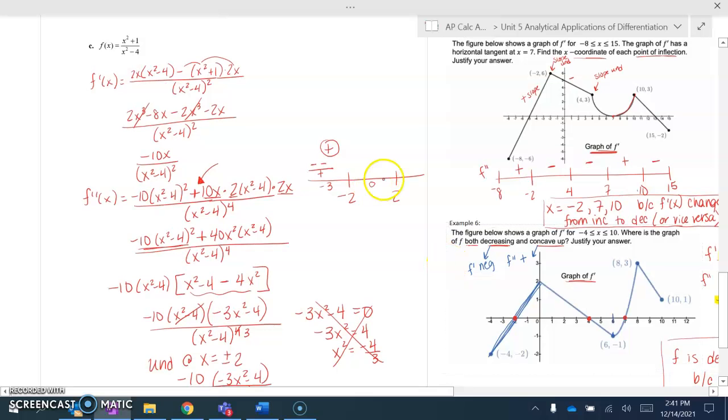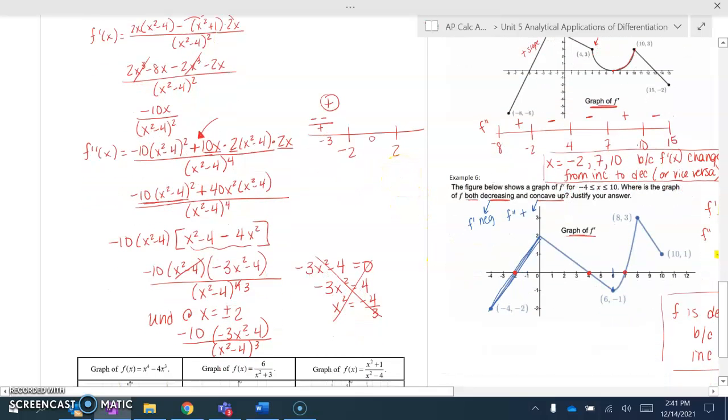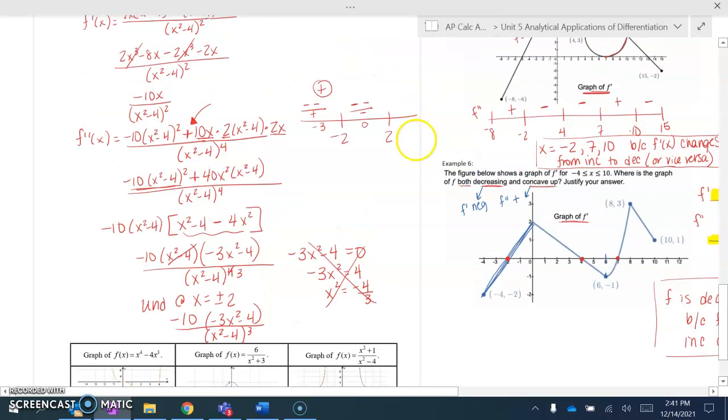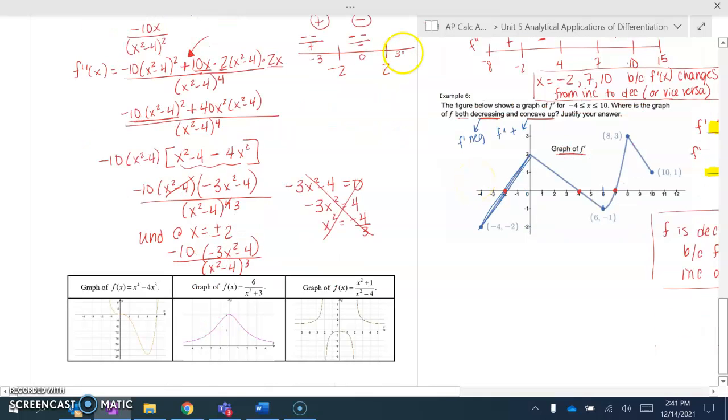If I test, say, 0. So I have the negative from the 10. Sorry, my screen keeps jumping. If I put in 0 here, all I have left is the negative 4, so a negative. On the bottom, if I put in 0, I have negative 4 cubed, which is also a negative. So overall, this is negative. If I test, say, 3.